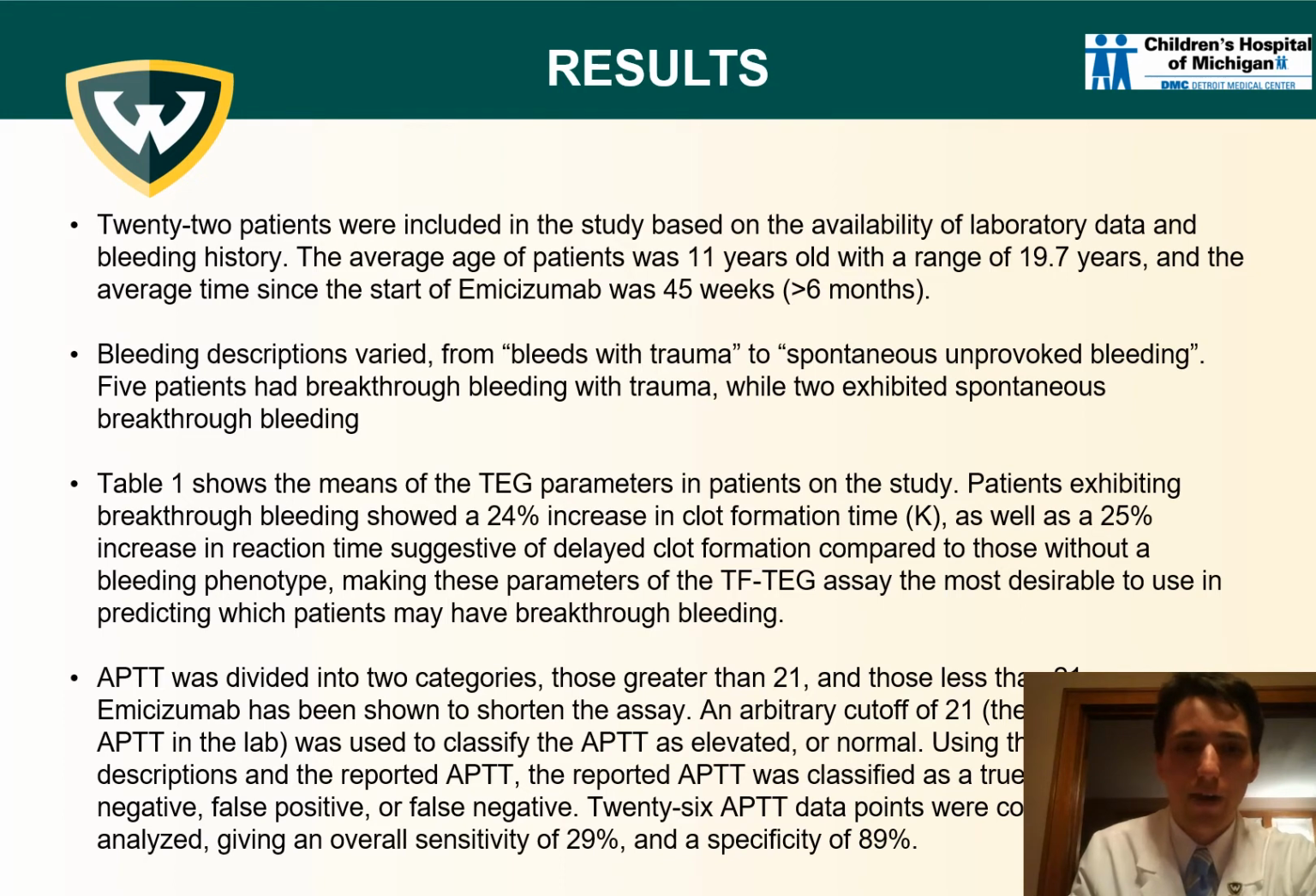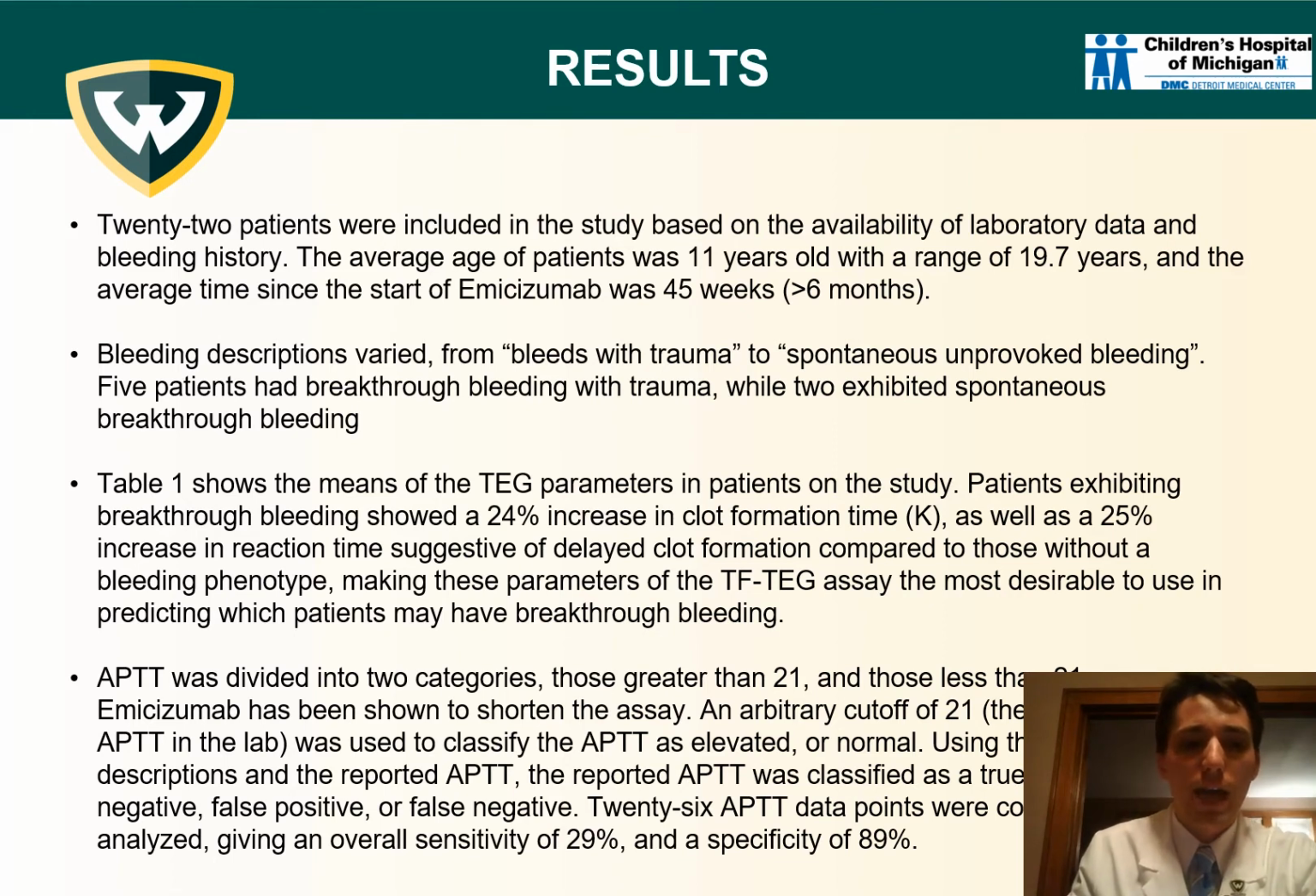To summarize, patients exhibiting breakthrough bleeding showed a 24% increase in clot formation time, as well as a 25% increase in reaction time, suggestive of delayed clot formation. And so that tells us that the tissue factor TEG assay is going to be the most desirable to use to predict breakthrough bleeding.